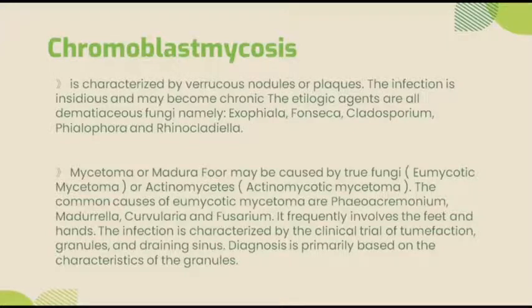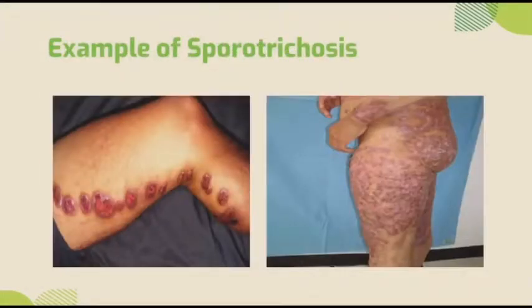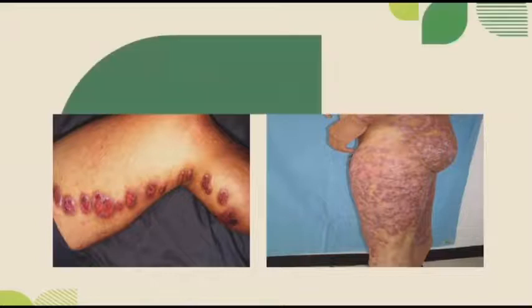It frequently involves the feet and hands. The infection is characterized by the clinical triad of tumefaction, granules, and draining sinus. Diagnosis is primarily based on the characteristics of the granules. This is an example of sporotrichosis.